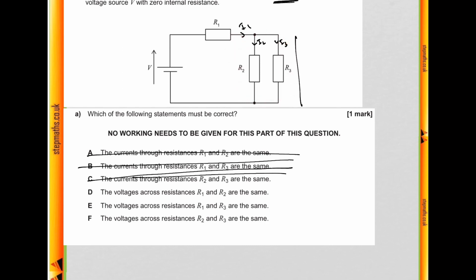What we can say though is that the voltage V across R2 equals the voltage across R3. So similarly, the voltage across R1 and R3 is wrong, and the voltage across resistance R2 and R3 are the same. So this one is right, and our answer is F. Let's move on to the next part.